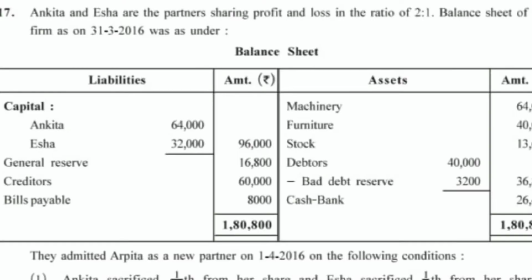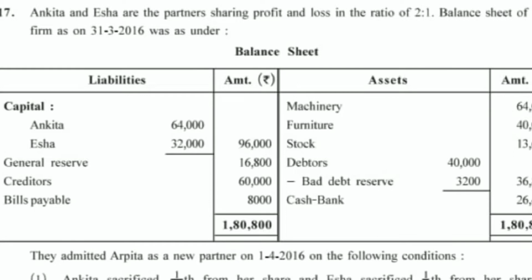Good morning, students. Standard 12, chapter number 5, admission of a partner. Ankita and Nisha are partners sharing profit and loss in the ratio of 2:1. The balance sheet of their firm as on 31/3/16 was as under. As you can see, on the liability side capital, general reserve, creditors and bills payable are given. On the asset side, machinery, furniture, stock, debtors less provision for bad debts, and cash balance are given.